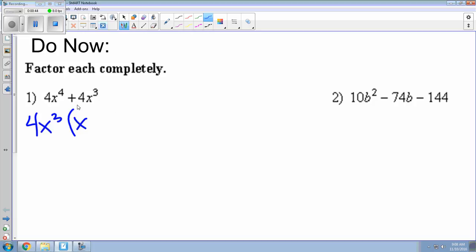When you find what's pulled out of the back part, 4 divided by 4 is 1, x cubed divided by x cubed is 1, so you just need this placeholder variable 1 at the back. That is finished, because in your parentheses you no longer have a squared or anything else going on. There's nothing you can factor at the back.